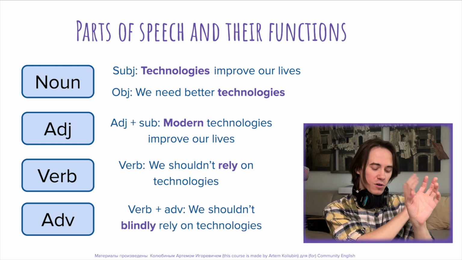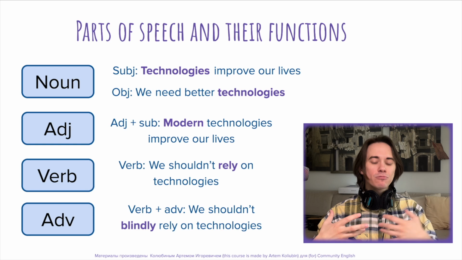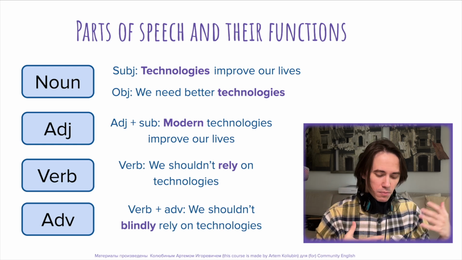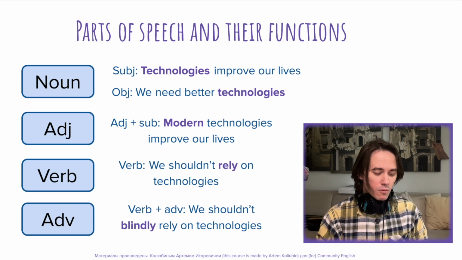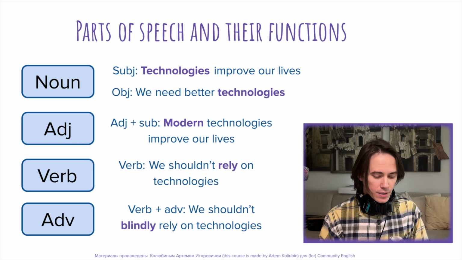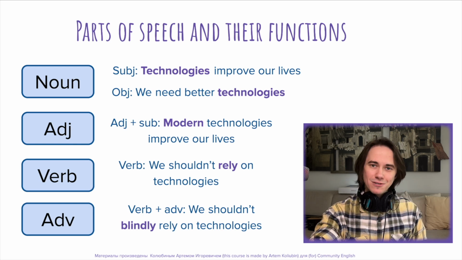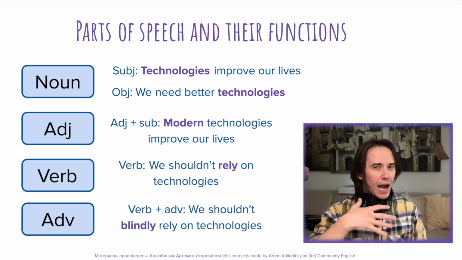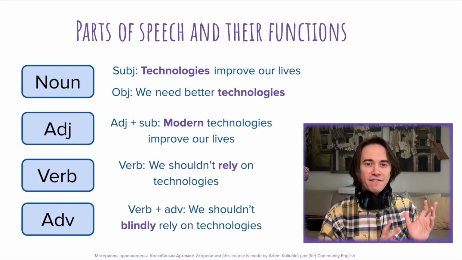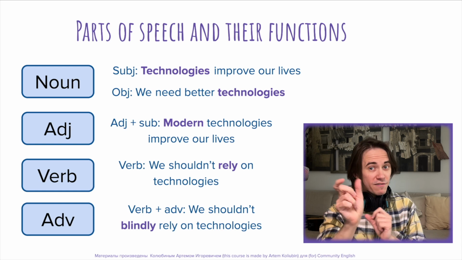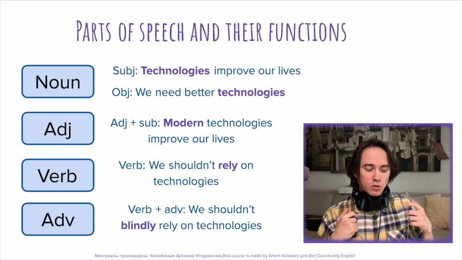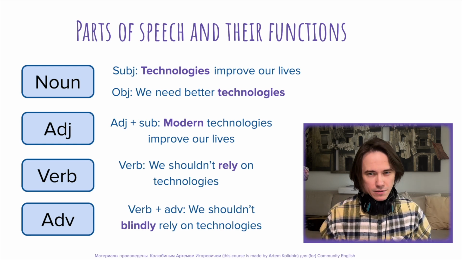Usually before the verb. So we shouldn't blindly rely on technology. Blindly means not looking, not thinking critically. We will also see examples where an adverb can go before an adjective. So, extremely nice person. This person is nice, but how nice is this person? Extremely nice. So remember that the function of an adverb in the sentence is to modify the verb or the adjective. When you use blindly rely, it couldn't be an adjective. You cannot say blind rely.